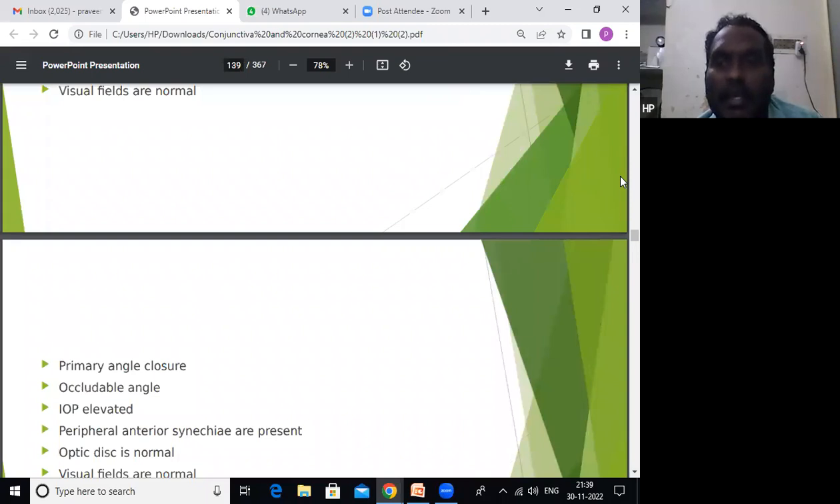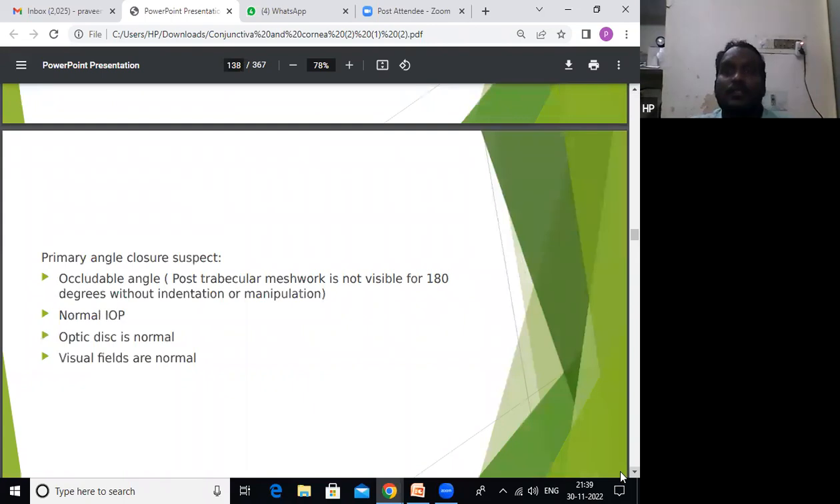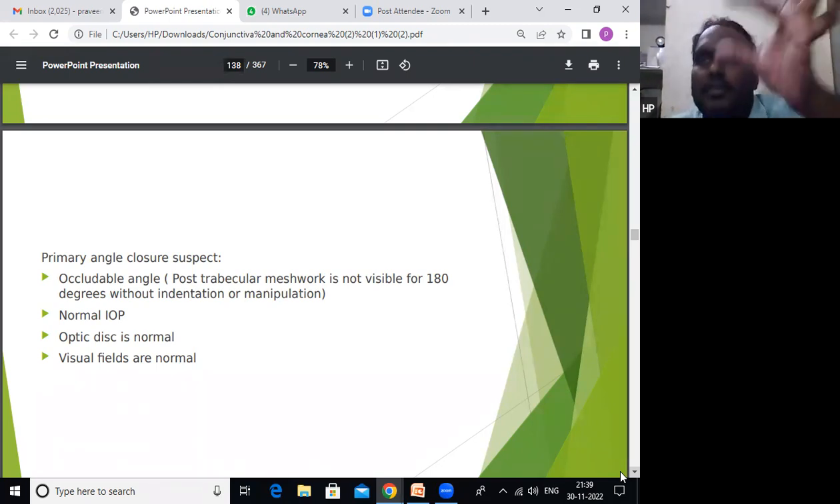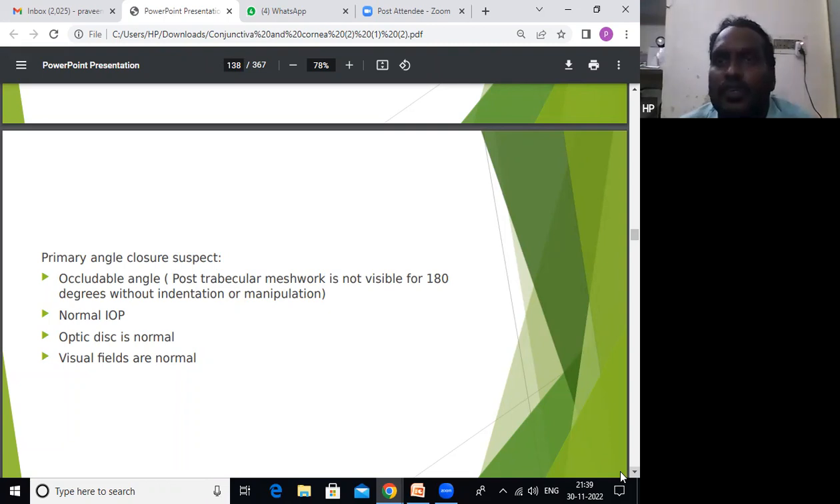See, primary angle closure suspect. That means here you are suspecting that this patient is at risk for angle closure, because this patient has an occludable angle. What is an occludable angle? This is the question. An occludable angle is an angle where the posterior part of the trabecular meshwork is not visible for more than 180 degrees, without indentation or manipulation. You look through the gonio lens, you don't indent and you don't manipulate the lens, and you're not able to see the posterior trabecular meshwork for 180 degrees. That means in 2 quadrants, that's an occludable angle.